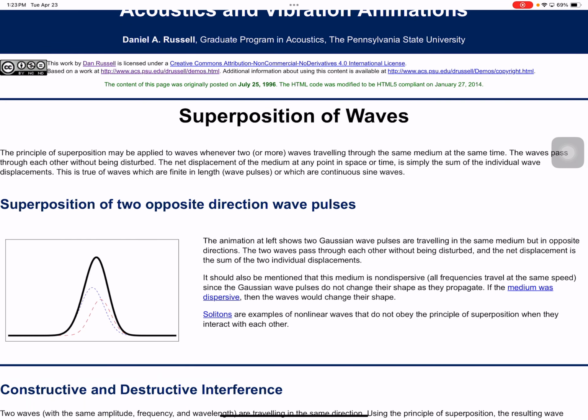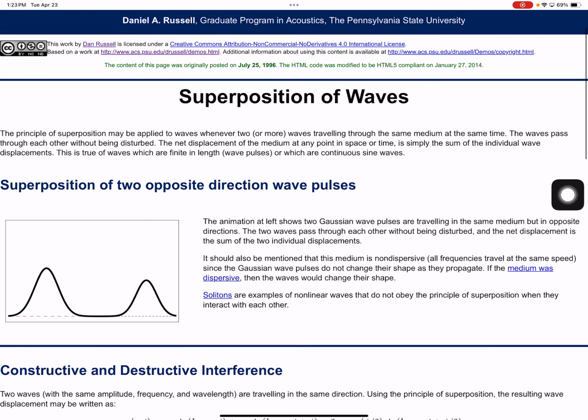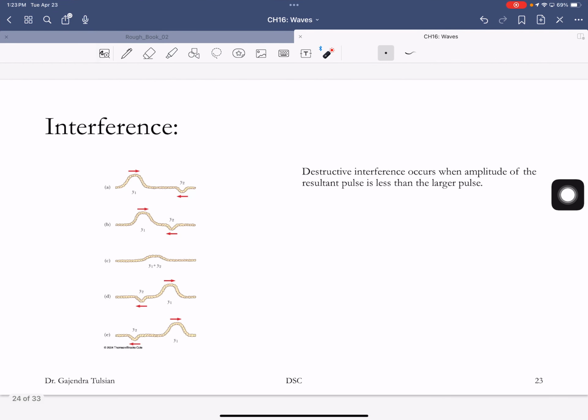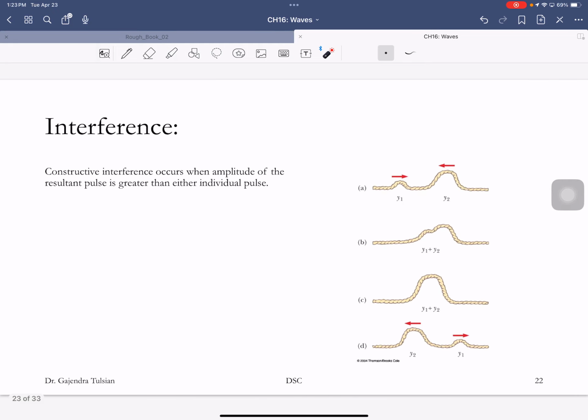So you can see that two waves combine and then they move on without altering. Constructive interference occurs when the amplitude of the resultant pulse is greater than either individual pulse. So the resultant pulse is greater than either one of them. That's constructive interference. We will be more often interested in stuff like this.